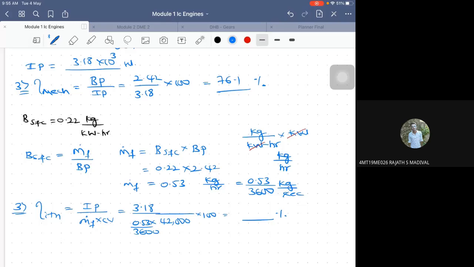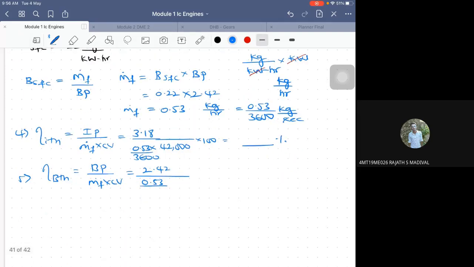This is the fourth one, I guess. Fourth and fifth. The fifth one is the brake thermal efficiency. So BP divided by MF dot cross CV. BP value, how much? BP value is 2.42 in kilowatts. The below also should be in kilowatts. So substituting MF in kgs per second, that is something like this, 3600 cross 42,000, this into 100. So whatever you get, you would get in percentage.